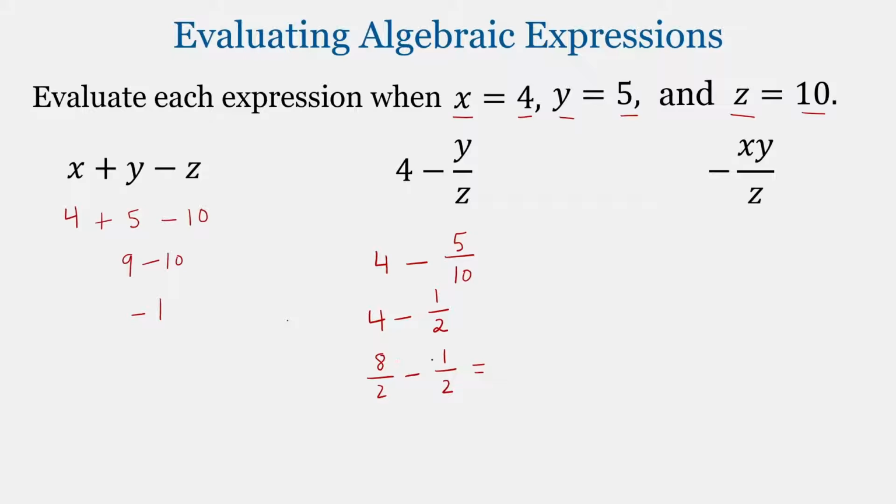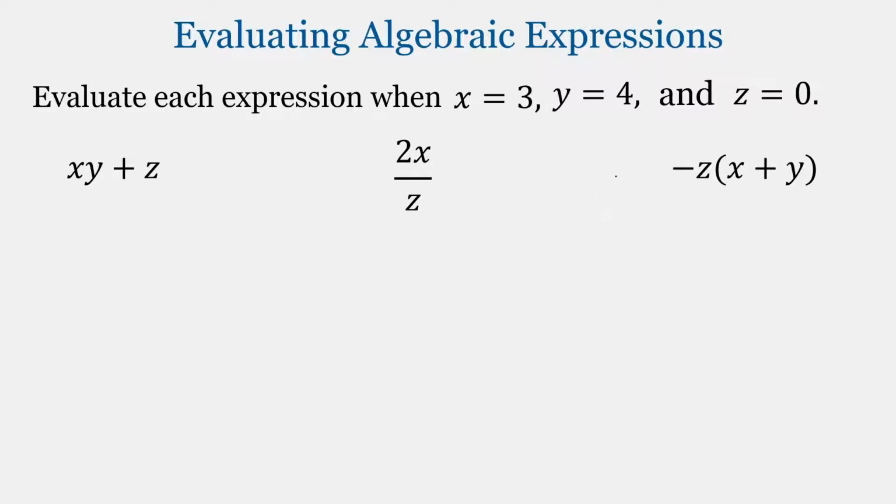And then we do the arithmetic. 8 minus 1 is 7, and we keep that common denominator. So the answer is 7/2. Or we can write this as 3 1/2, or 3.5. And then finally, we have negative, and then our x value is 4, y value is 5, and z value is 10. So that gives us -4 times 5 is 20, all over 10. And this simplifies down to -2.